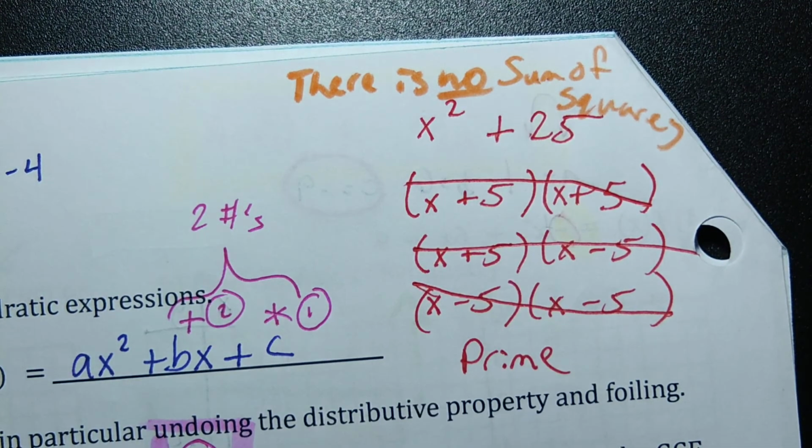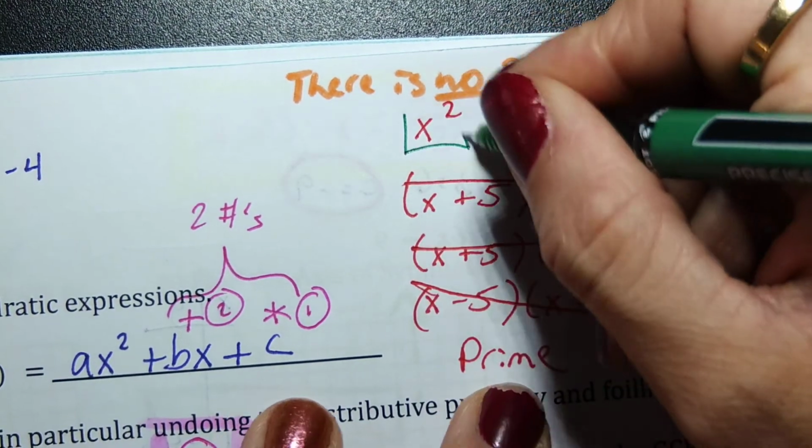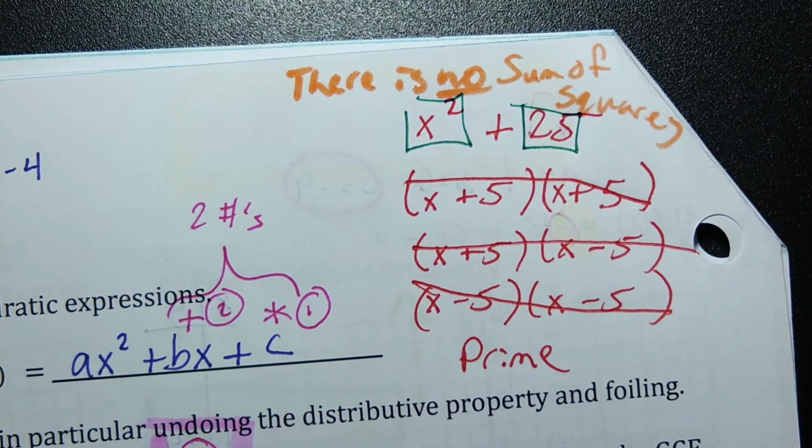So if you see two perfect squares joined by a plus sign, you can automatically say that it is prime, as long as there's no GCF that you can take out, which there wouldn't be for this one. There is no sum of squares.